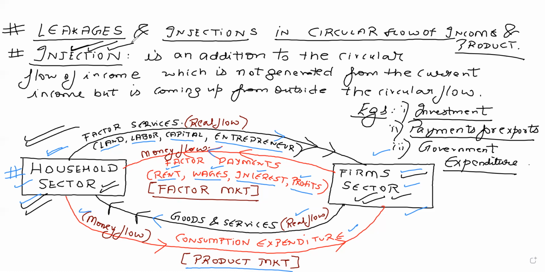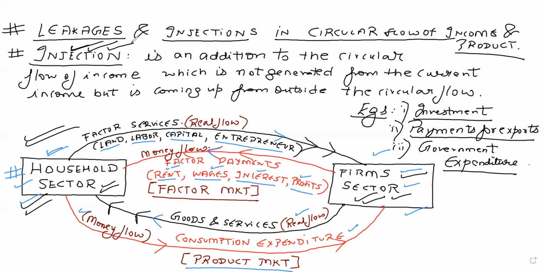Investment. Why is investment an injection? Because the amount of money saved by the households is used by the firms, or not necessarily the amount of savings. Firms also have their own retained earnings or their own profits which are further reinvested. So to keep it plain and simple, investment made by the firms is creating additional income which gets added to the current flow of income between the households and the firms. Hence, investment is an injection.